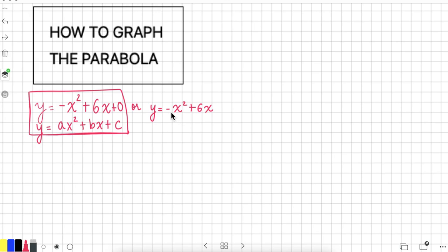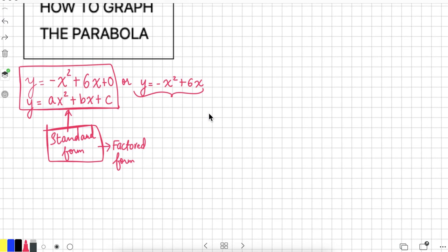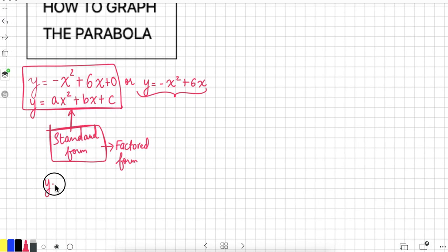Because we don't have the c, it's still a standard form. Now how to graph any standard form? If you have the standard form and you want to graph it, step number one is to convert the standard form into the factored form. How to do that? By factoring. So right now I'm going to factor this equation to find the equation of the factored form, and then I will be able to graph this. Let's see. So y equals negative x squared plus 6x.